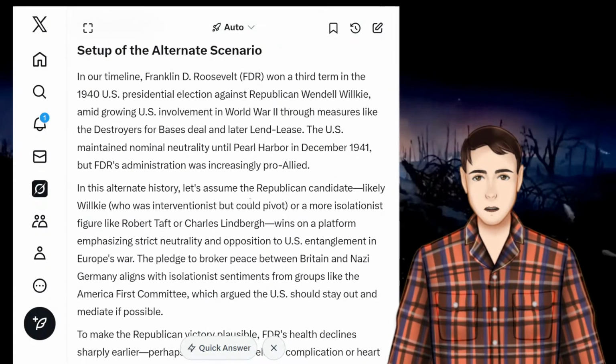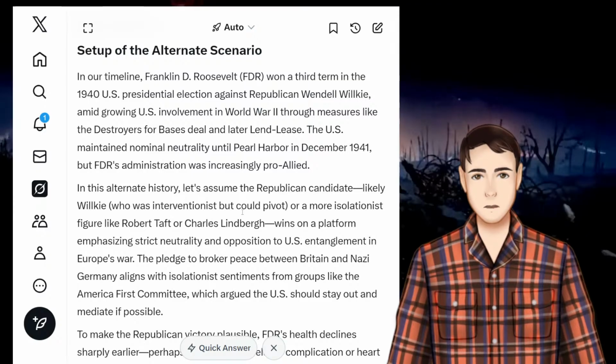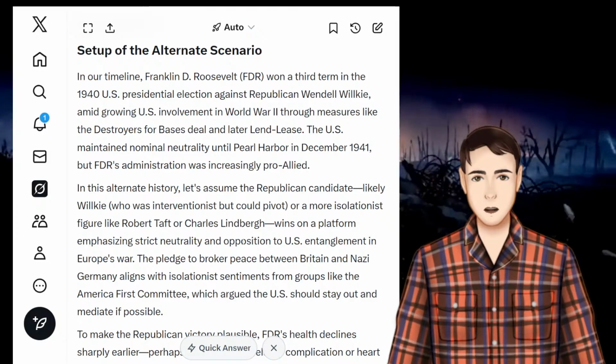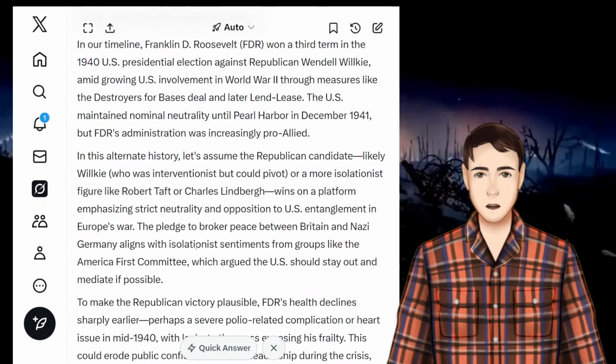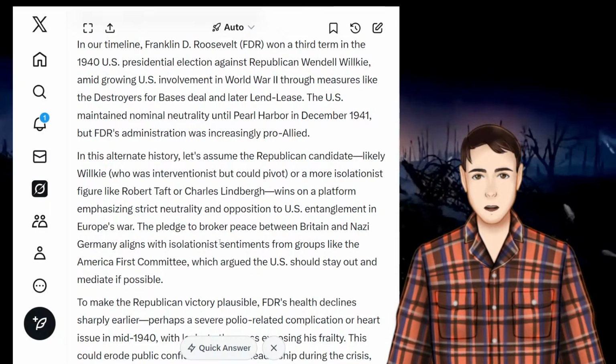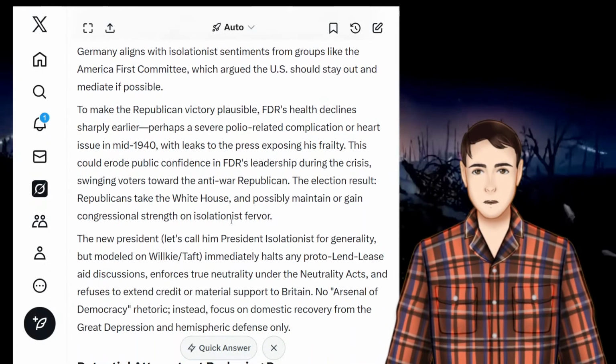In this alternate history, let's assume the Republican candidate, likely Willkie, who was interventionist but could pivot, or a more isolationist figure like Robert Taft or Charles Lindbergh, wins on a platform emphasizing strict neutrality in opposition to U.S. entanglement in Europe's war. The pledge to broker peace between Britain and Nazi Germany aligns with isolationist sentiments from groups like the America First Committee, which argued the U.S. should stay out of the war as much as possible.